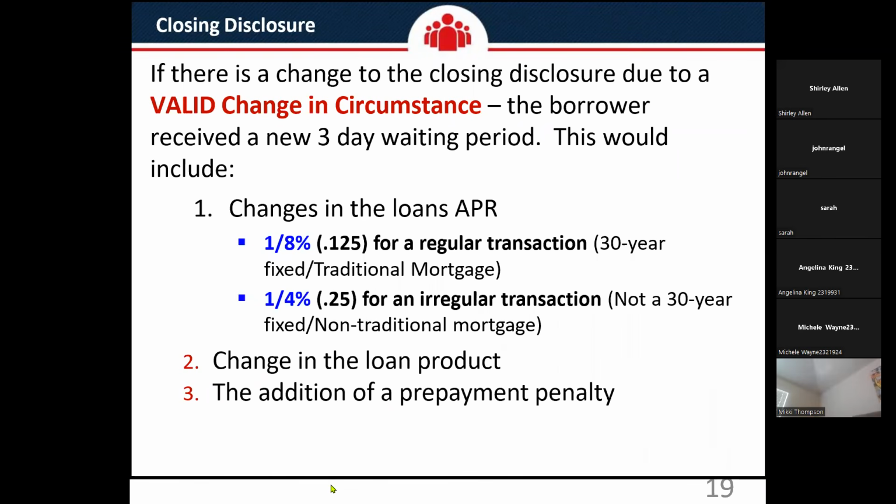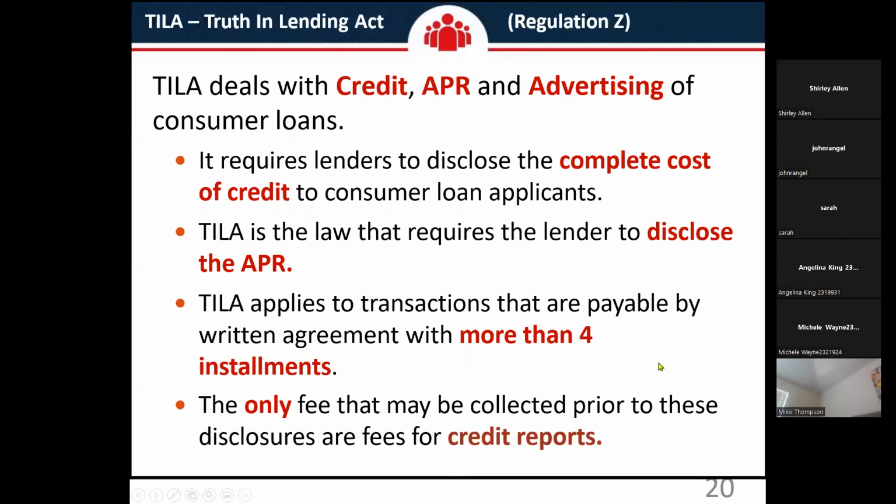Okay. We left off talking about the valid change in circumstances. If you guys have any questions about that, you can post them in the chat. But these are the reasons where there could be a change in circumstances and a new closing disclosure would be given to the borrower. And the point you've got to remember is what would necessitate a change: the change in the APR, change in the loan product, addition of a prepayment penalty. Let's see, was there anything else?